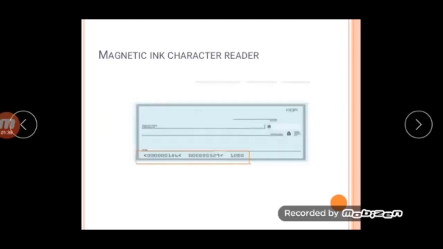See the image of the check. The check usually has a check number, bank code and branch code printed in magnetic ink. This information is scanned by the magnetic ink character reader and checks are sorted city-wise or branch-wise.